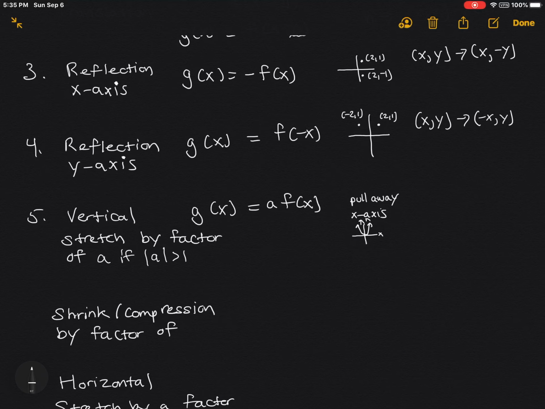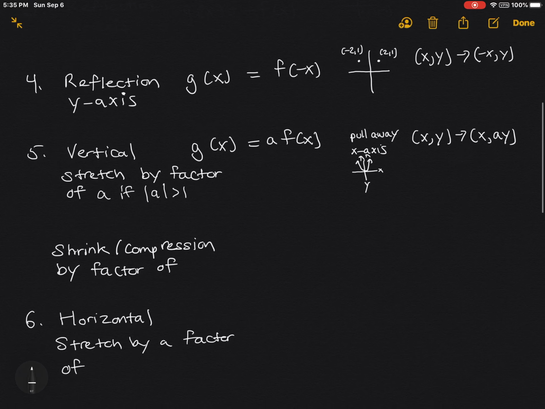I'm pulling this graph away from the x-axis. You can see the arrows. Hopefully you can see that. All right, so in terms of the coordinate rule, I basically keep my x and take my y value and multiply by a. So a times y, okay? That's what a vertical stretch is. It basically makes your graph narrower than the original graph.